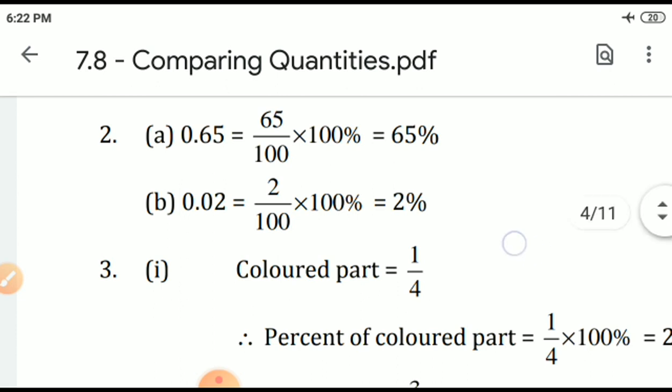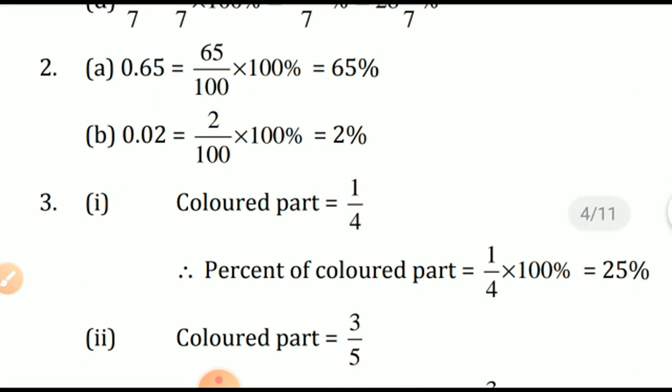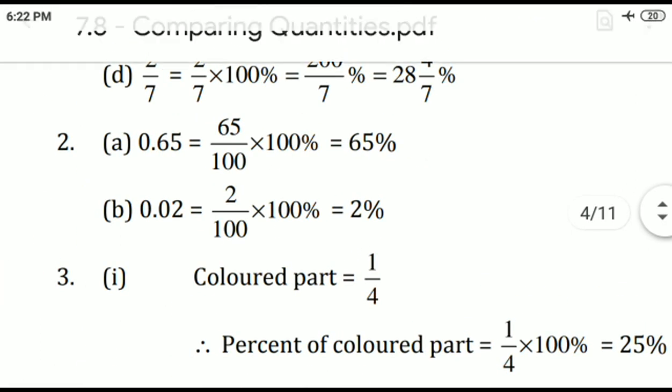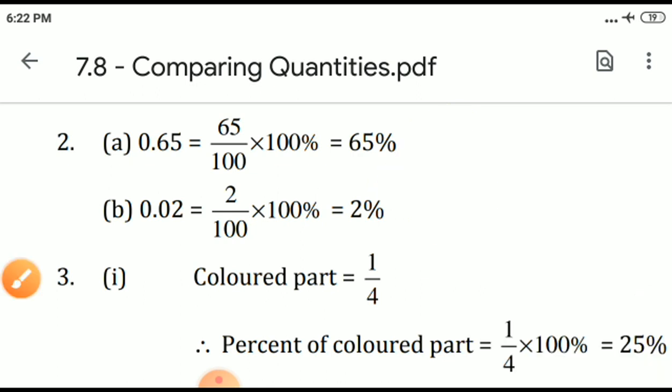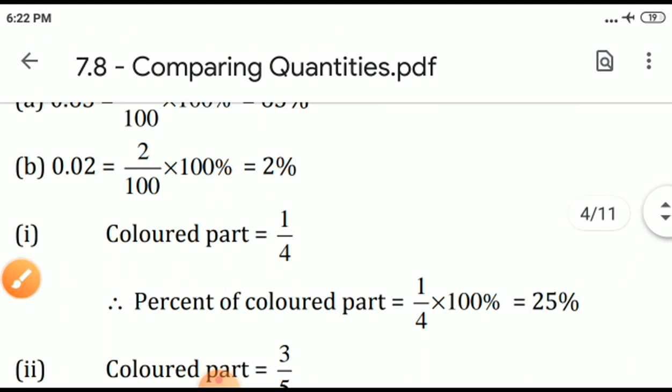Look at question number 3. First, colored part 1 upon 4. Yes, I already showed here before starting the question. This is one full circle and this part is colored. Okay, a pizza or a circle is like this way and one part is selected. Now total there are 4 parts, so one part is selected. Will you write it 1 upon 4?